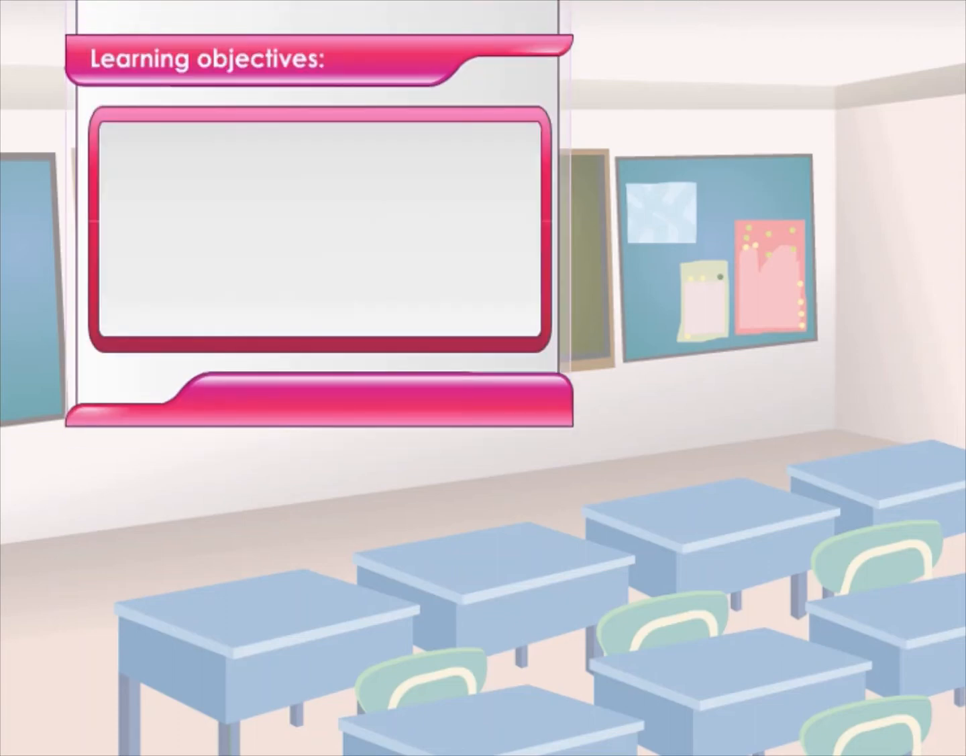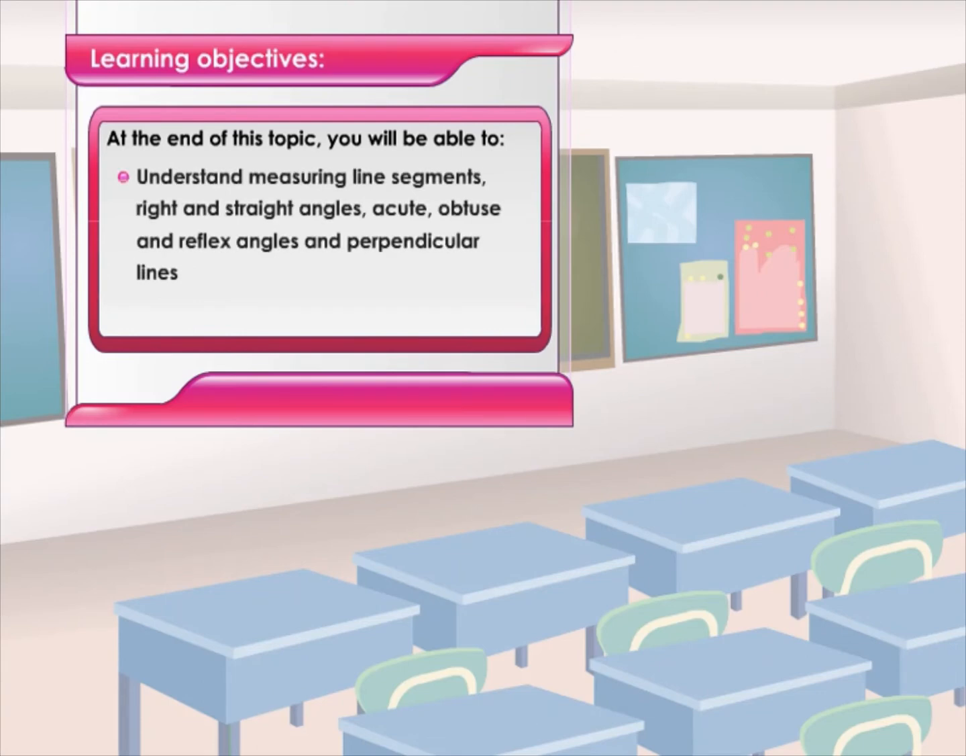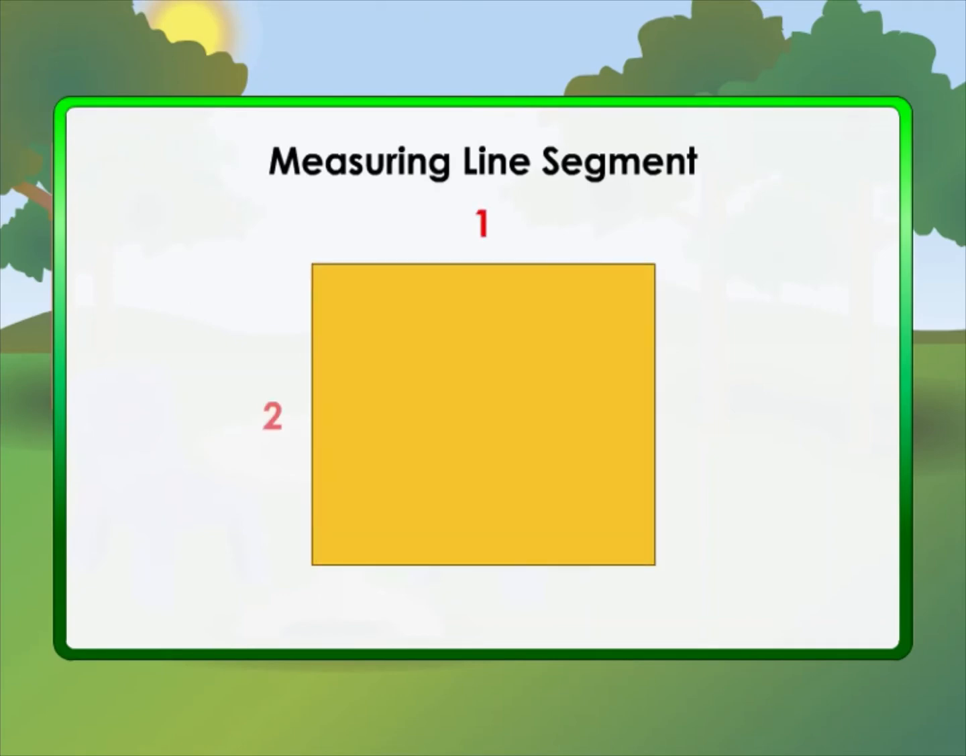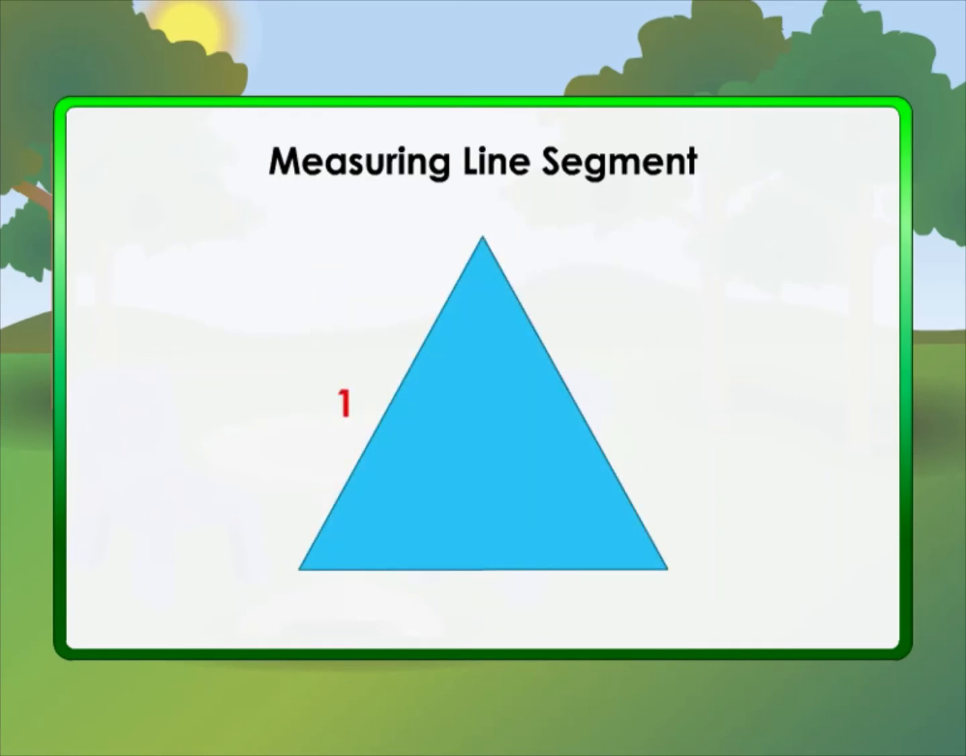Learning objectives. At the end of this topic, you will be able to understand measuring line segments, right and straight angles, acute, obtuse and reflex angles, and perpendicular lines. We can see so many line segments in different figures. For example, a square is made of 4, a triangle is made of 3 line segments.